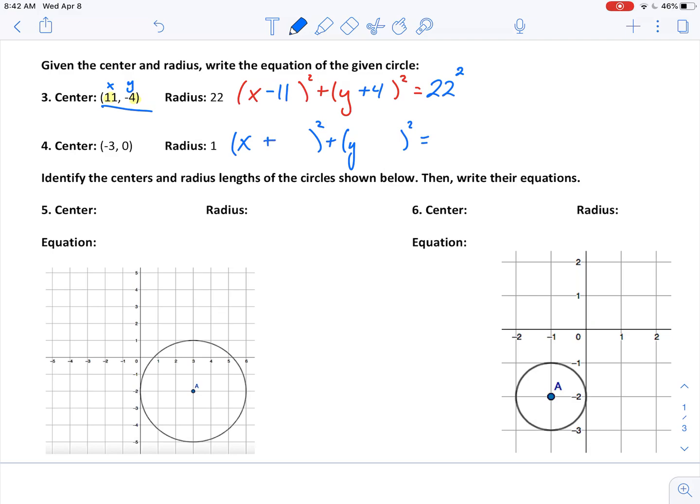All right, so I'd like you guys to pause the video, write out your equation for number 4, and then check back in a second. So same thing, opposite signs of what you see. Negative 3 turns into positive 3. Y plus 0 equals 1 squared. And if I really wanted to simplify this, I could write this as x plus 3 squared plus y squared equals 1.